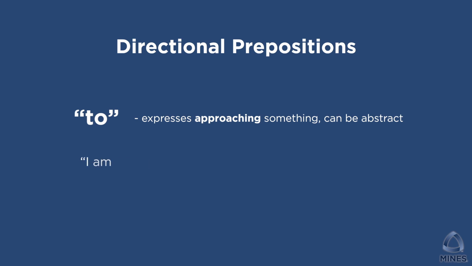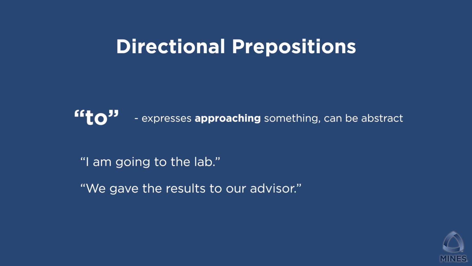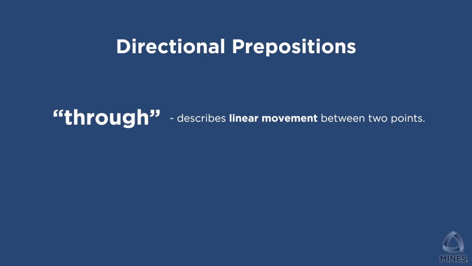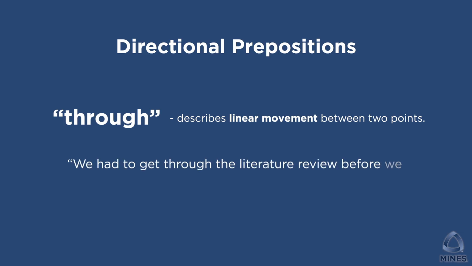For example, I am going to the lab, or we gave the results to our advisor. Through describes movement between 2 points that is linear. For example, we had to get through the literature review before we began our methodology.